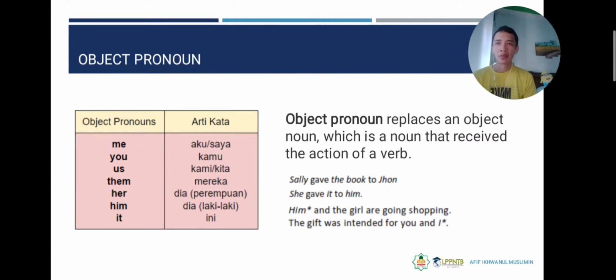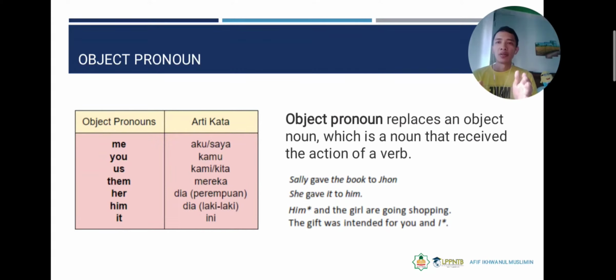There are some types of object pronoun like me, you, us, them, her, him, and it. You can see the meaning in Bahasa in the table there. So I can change "Sally gave the book" into "Sally gave it", for example. And when I have a proper name like John, this name can be represented by a certain pronoun like him, because John is male, so I can change John with him. So I can change "Sally gave the book to John" into "She gave it to him."